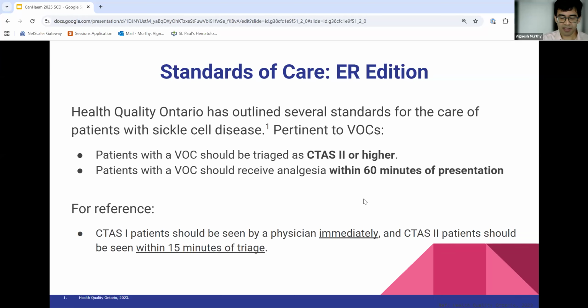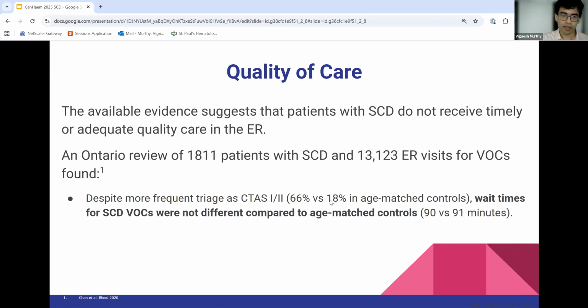Now, obviously, that is not necessarily happening in practice, in any ER, in any setting, even outside the sickle cell world. That's just because of our overburdened healthcare system. But this is the goal and the gold standard. The available evidence does suggest, however, that patients in Canada with sickle cell, at least, do not receive timely or adequate quality care in the ER, unfortunately.